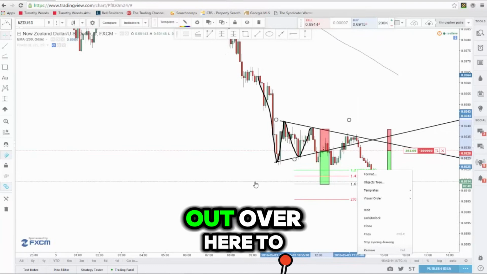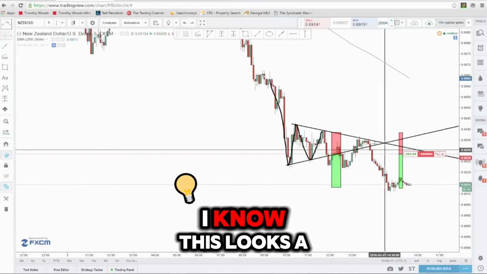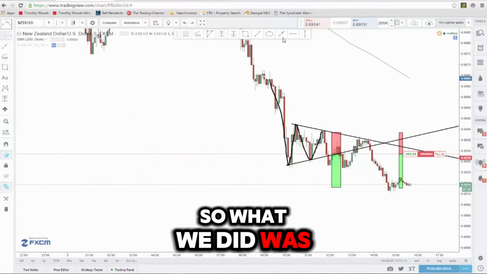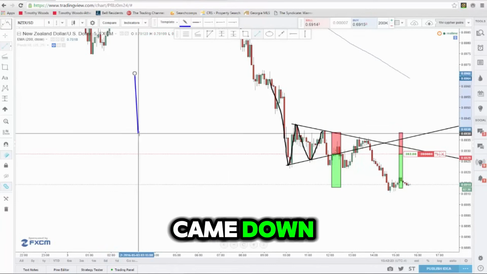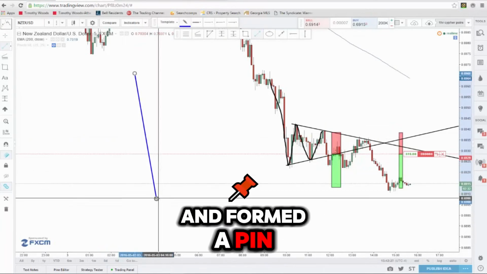So if I just draw out over here to the edge of the chart what the market's done, maybe it'll be a bit more clear. I know this looks a bit messy. So what we did was come down and form a pennant formation.